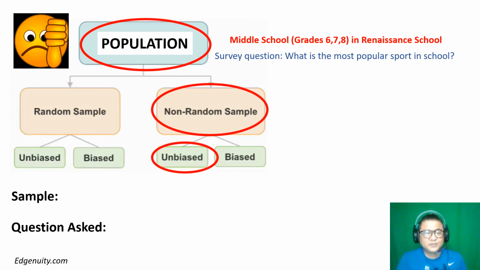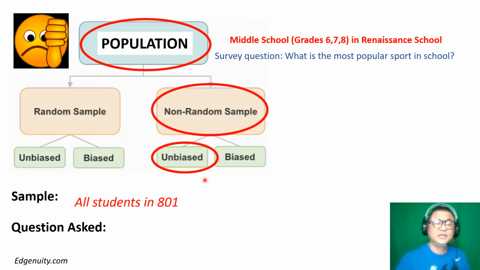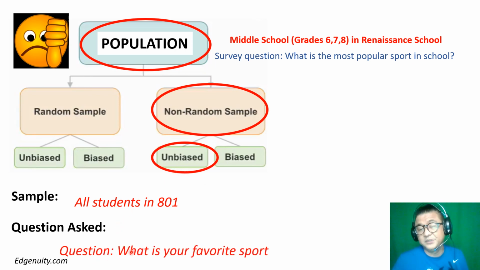Next, we still have the same population, the middle school, and we want to know the most popular sport in school. Now, sometimes you can choose a non-random sample. What would that be? All the students in 801. It's not random. You just selected the 801. So that alone is not good. And it could be unbiased. Your question could be good. What is your favorite sport? That's a nice question, but you selected the wrong sample. So not good. Thumbs down.